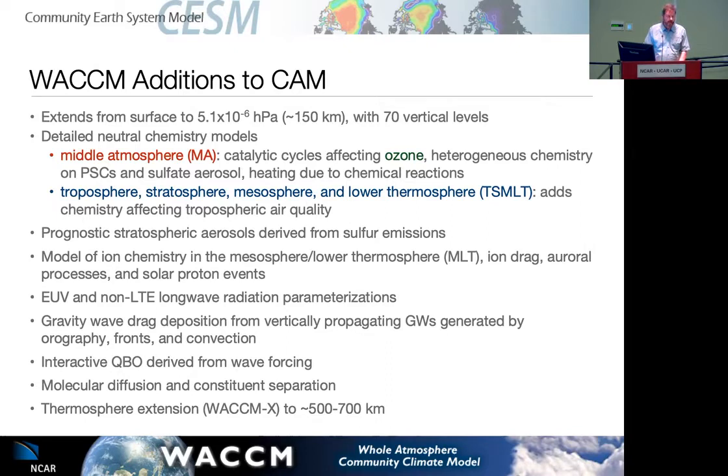We have an interactive quasi-biennial oscillation in the tropical winds derived from wave forcing. We'll talk about that. And another thing that's important once you get up above 80 kilometers is molecular diffusion, which means unlike in the lower atmosphere where you assume everything is very well mixed, and all the long-lived species have pretty much constant mixing ratios, once you get up above 80 kilometers, the molecules start separating by molecular weight, the effects of gravity, because there's much less air density and much less mixing up there.